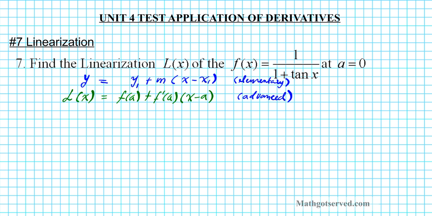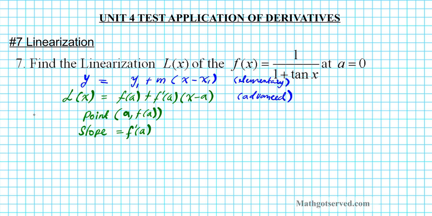So let's go ahead and do this. If you think back to Algebra 1 and 2, if you want to write the equation of a line, you need a point and a slope. That's exactly what we need here. So in this format, using this advanced notation, the point is a comma f of a, and the slope m is basically f prime of a. You can see y1, x1, and then m is f prime of a.